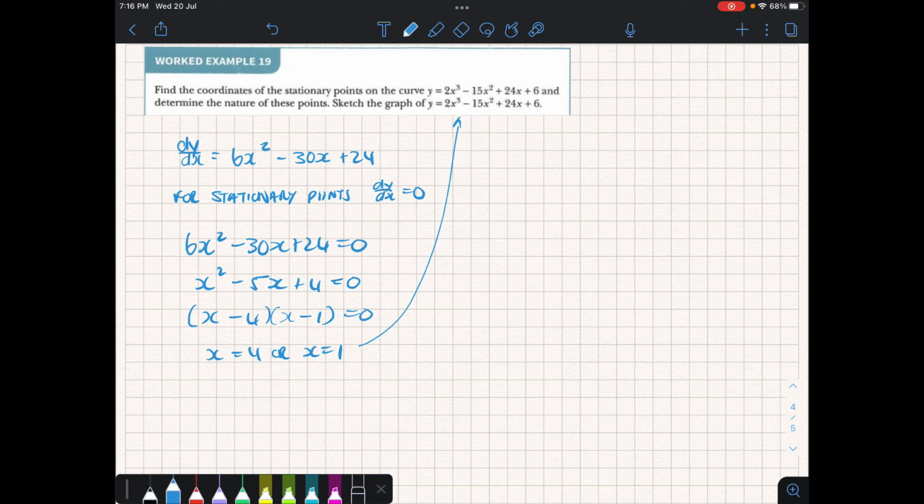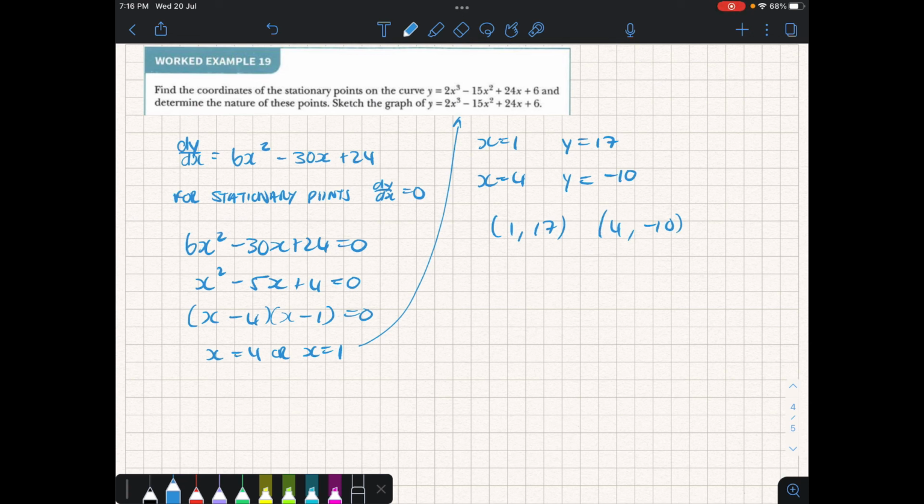So let's do x equal to 1. When x is equal to 1, we put x equal to 1 into that equation. So we're going to get 2 minus 15 plus 24 plus 6. So y is going to be 17. And if I put x equal to 4 in this equation, stick it into your calculator, do all the work, we'll get y equal to minus 10. So those are my two stationary points, (1, 17) and (4, negative 10).